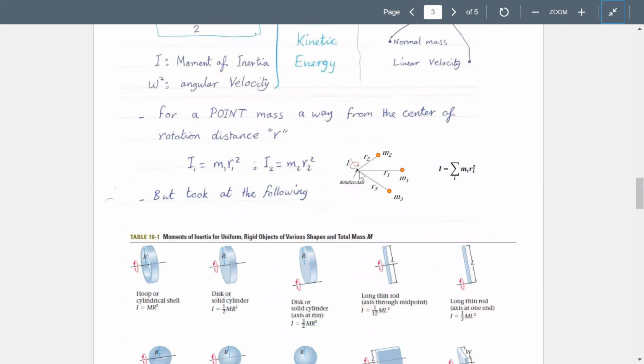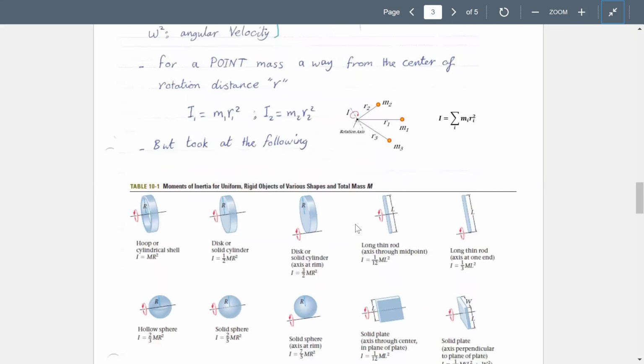As you see here, this is the first radius. This is the second radius for a second point mass. This is a third radius for a third point mass, and we can add them together. The moment of inertia for all of this system.